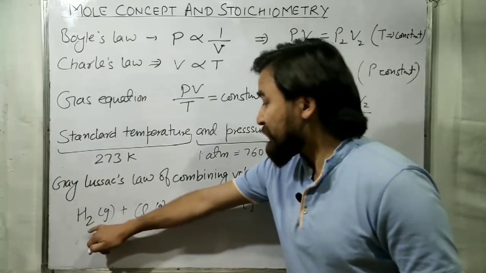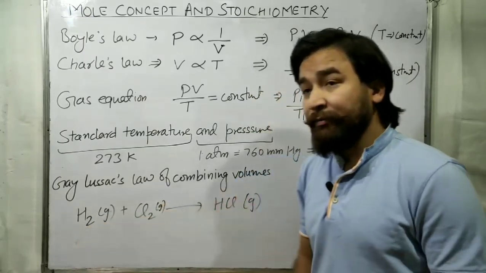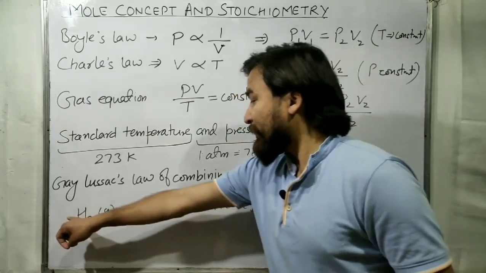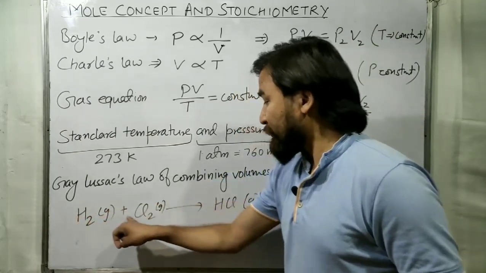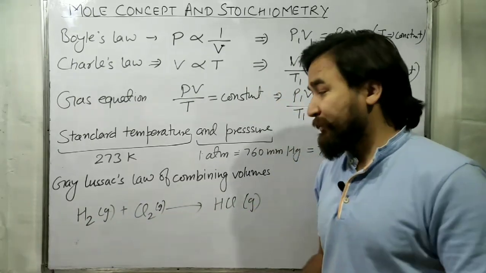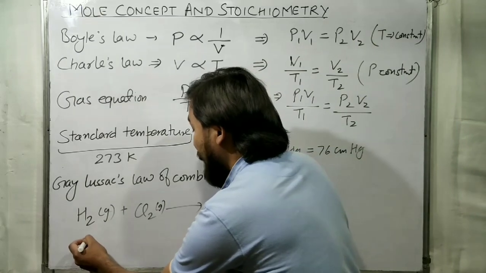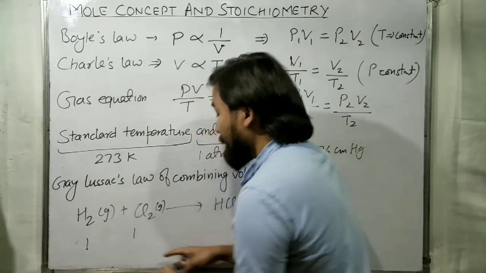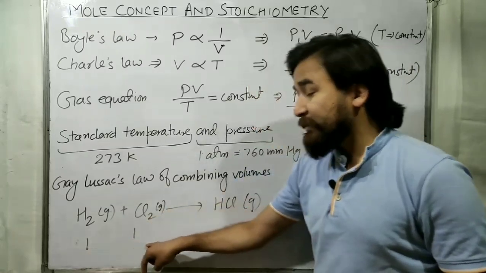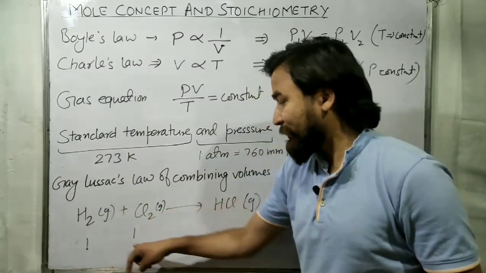So if you see the ratio, the ratio can be obtained from their coefficients. So you can say there is one molecule of hydrogen and one molecule of chlorine, so their volume will also have the same ratio. So the volume of hydrogen and chlorine will be in the ratio of 1:1. So they will have a simple whole number ratio, that is 1:1.